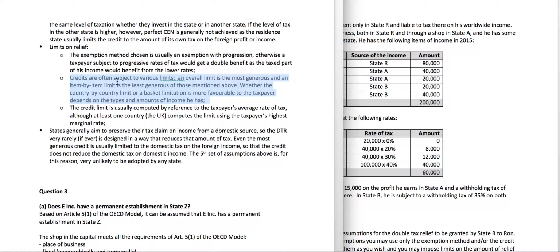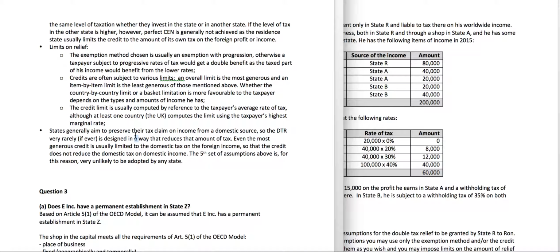Credits are subject to various limits, as you can see here, most generous item by item, but it makes it more complicated. The credit limit is usually computed by reference to the taxpayer's average rate of tax, although at least one country, such as the United Kingdom, computes the limit using the taxpayer's highest marginal rate, and states generally aim to preserve their tax claim on income of domestic source.